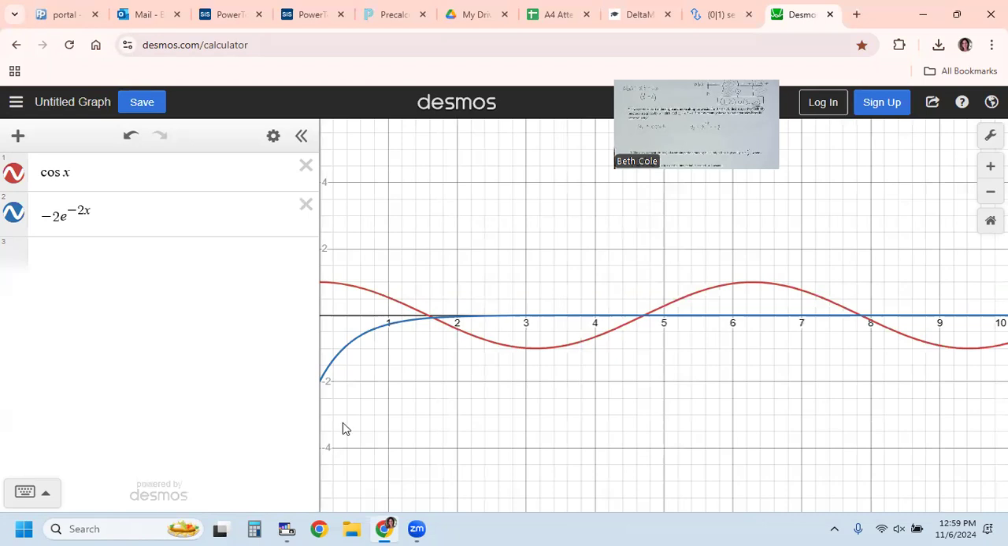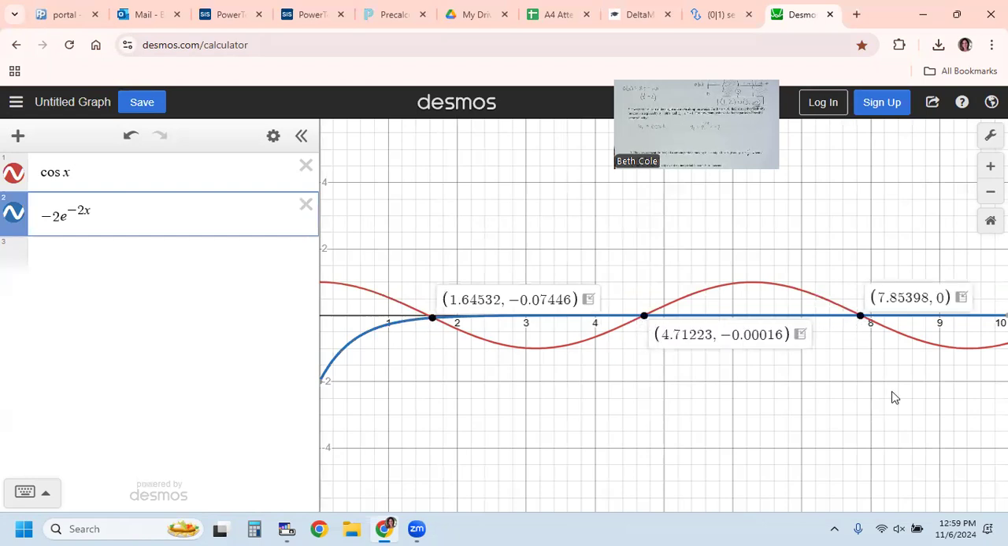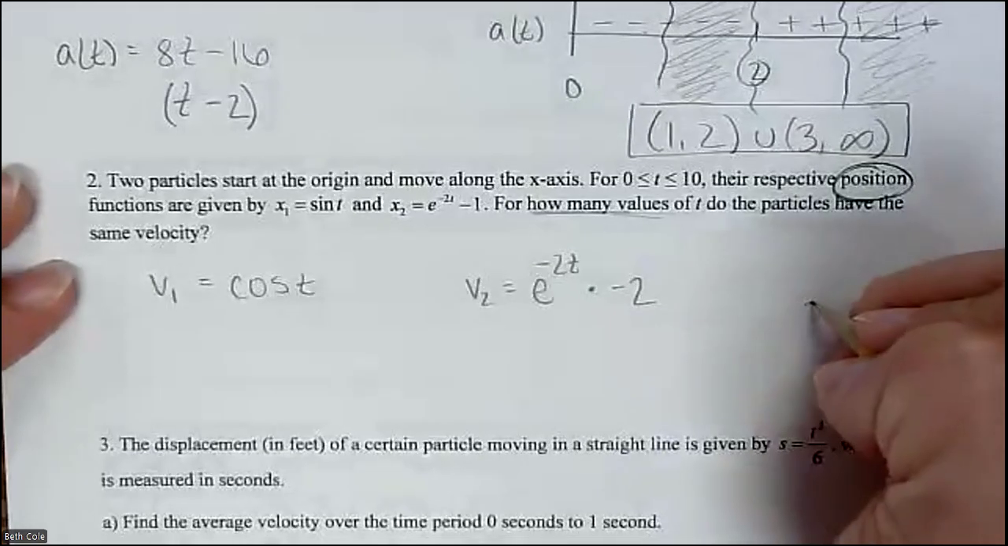So we're just going to count the intersections. Now, the blue one, the exponential one, it looks like it disappears, but do you understand that it keeps on going? It's like leveling off at that asymptote. So we've got 1, 2, 3. So 3 is your answer. There are 3 values of time where those are equal.